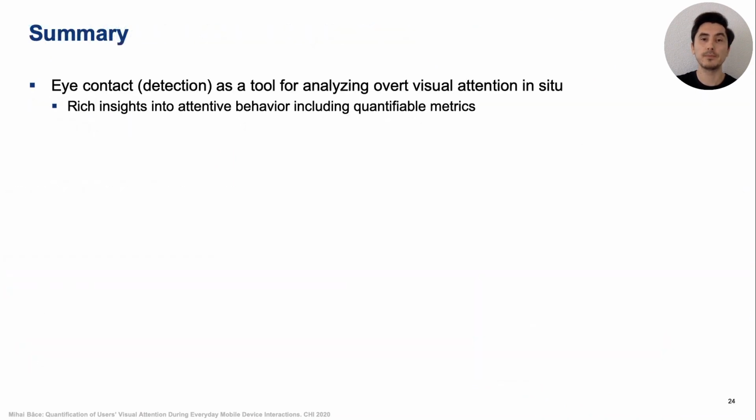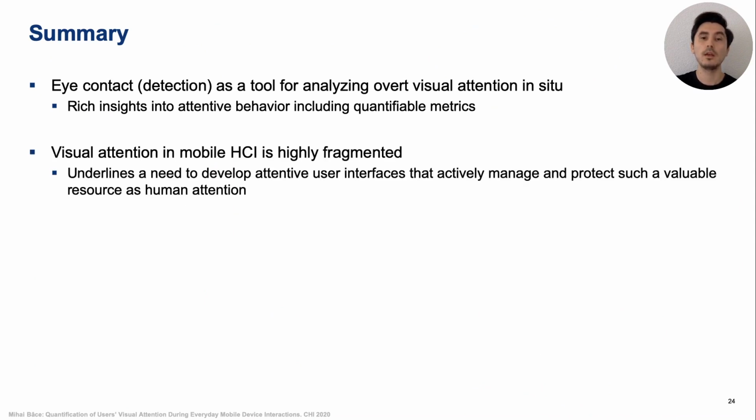In summary, eye contact detection is a powerful tool to analyze overt visual attention in situ. By using such an approach, we can collect rich insights into attentive behavior, including quantifiable metrics. We also confirm previous findings that visual attention in mobile HCI is highly fragmented. This underlines an urgent need to develop attentive user interfaces that actively manage and protect such a valuable resource as human attention.